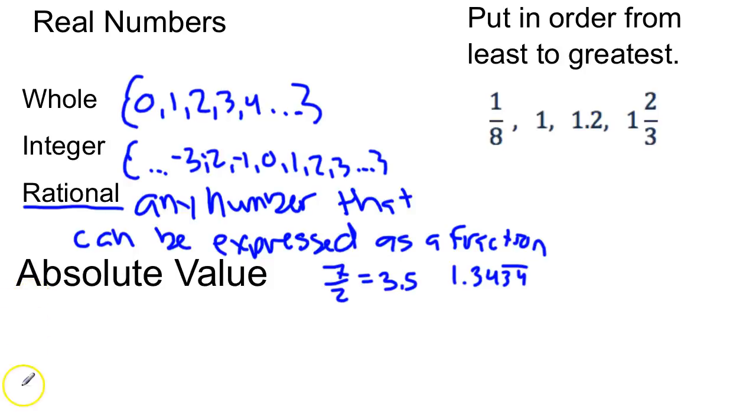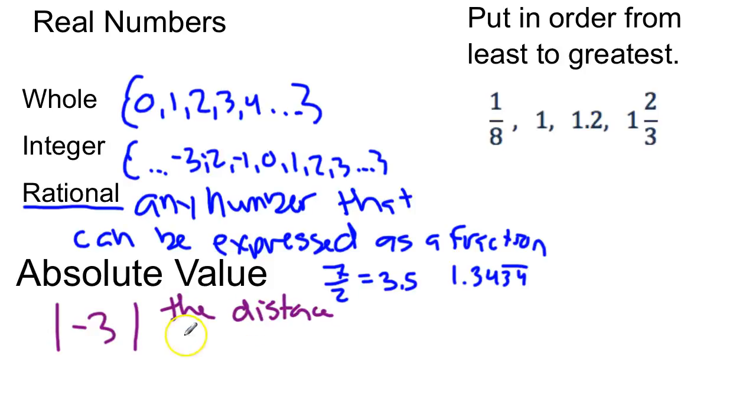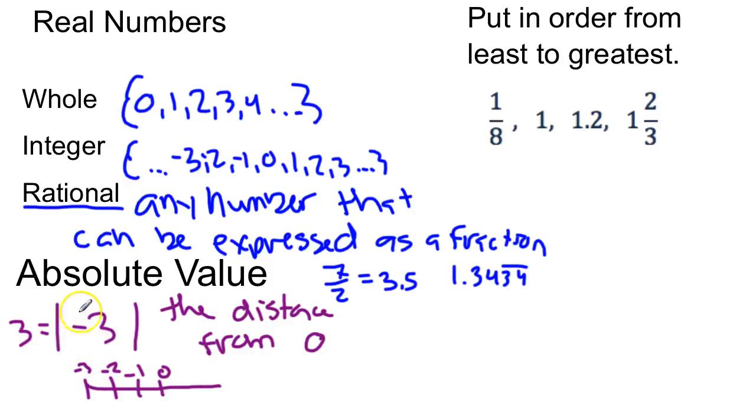Let's talk about absolute value. So this looks like these bars, and you have a number on the inside. The definition is the distance from 0. So how far away is 3 from 0, or negative 3 from 0? We have a number line. Let's say that is 0. This will be negative 1. That's negative 2. That's negative 3. So 1, 2, 3. This is going to be equal to 3 because it's 3 away from 0.